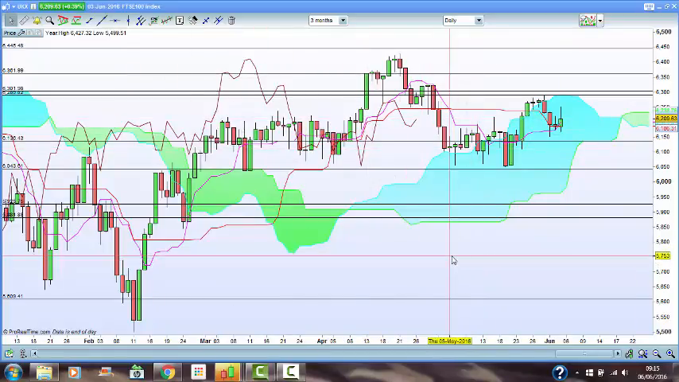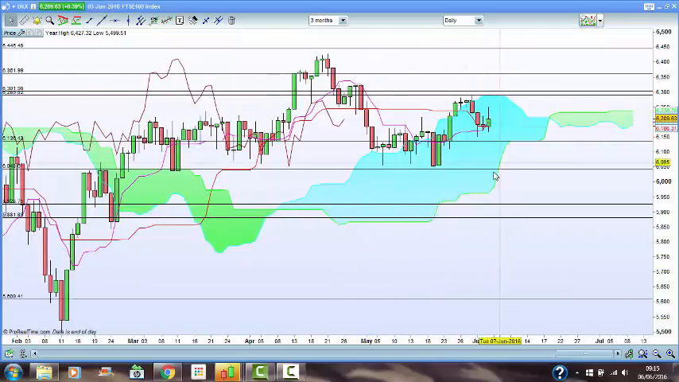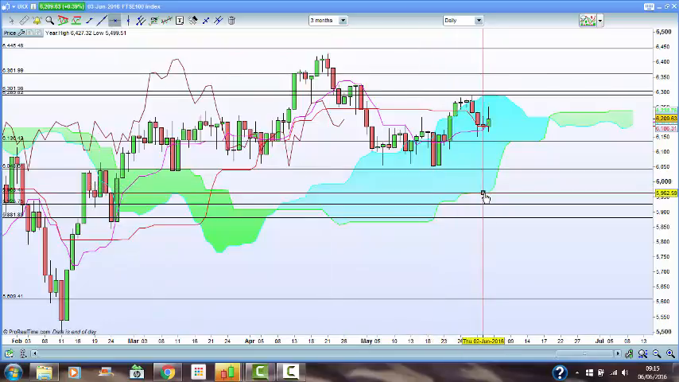The cloud is a critical support and resistance area. We can see here the old cloud levels here at 6,048. That's within the cloud support area, and the next support area is down here at 5,964. So this bottom end of the trading range is the key support area, and then the resistance area is at 6,300, the top end of the cloud here.